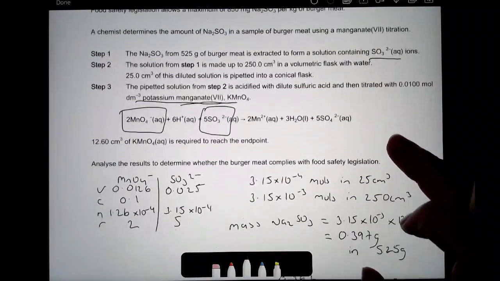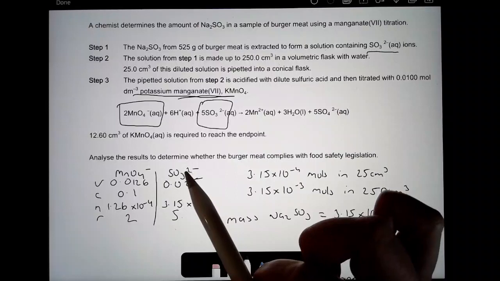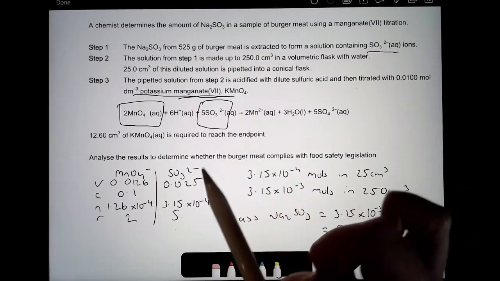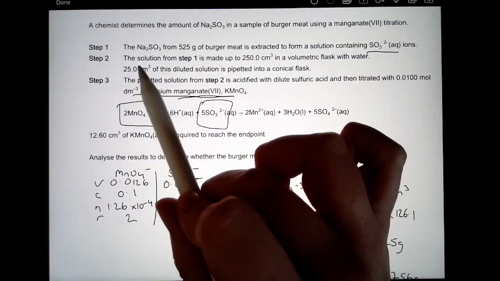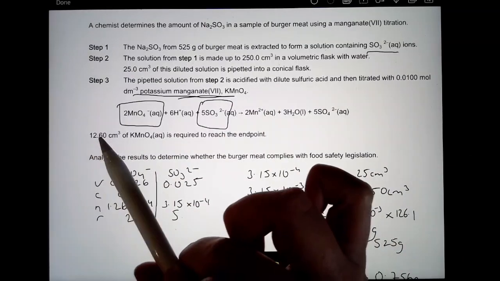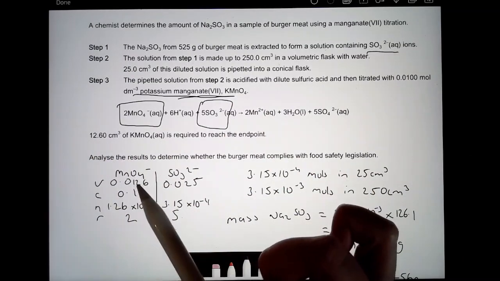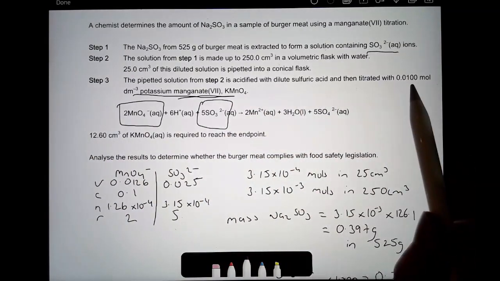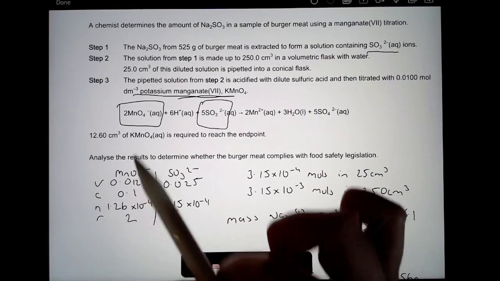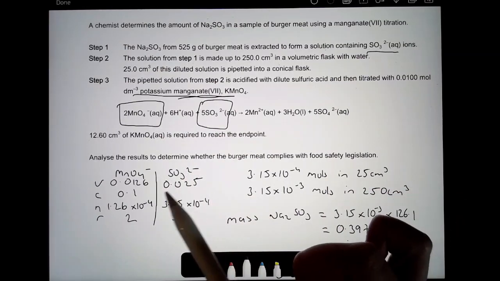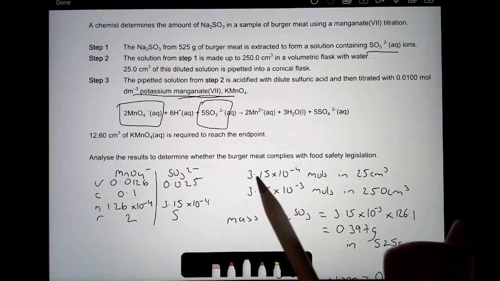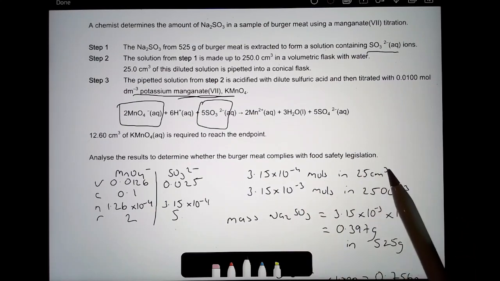So when I'm writing out my moles table, SO3 2-, and I've got MnO4-. They tell me that I'm going to be using 25 centimeters cubed of the sulfite ion, so that's the volume. For the manganate, they tell me down here 12.6 is my volume, and they tell me the concentration here. Times these two, I work out the number of moles, and then using my ratio, which is 2:5, I work out the number of moles of the SO3 2- ion. That's the number of moles I've got in 25 centimeters cubed.